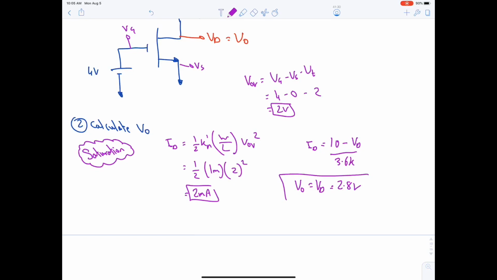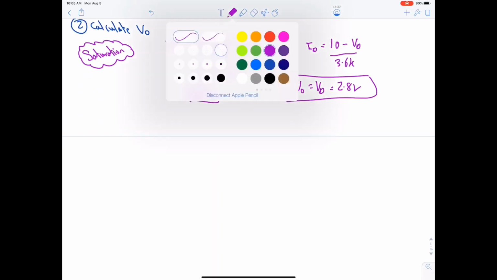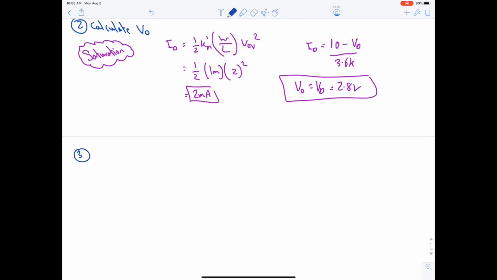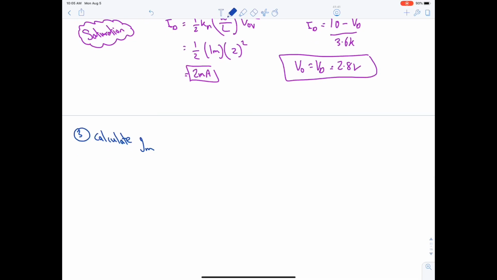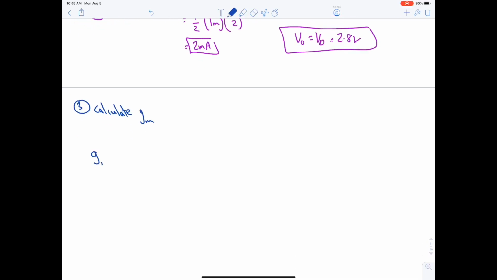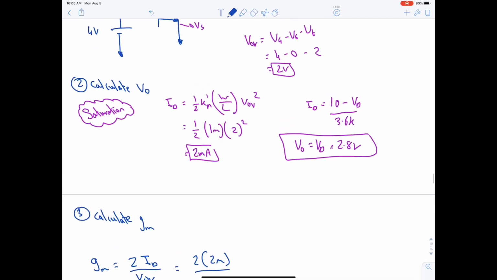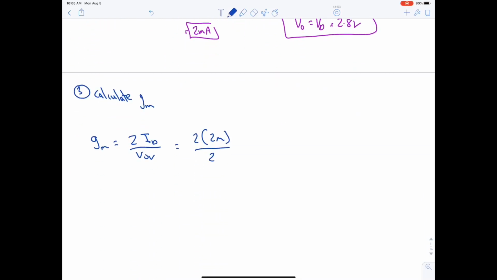Okay. Next, step number 3. Calculate gm. The equation of gm is, one of the equations, it's 2ID over VOV. 2 multiplied by 2 milli over VOV, which is 2. Yes. So it's 2 milli A over V.